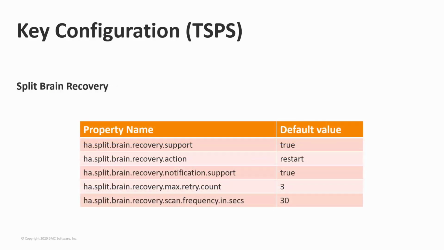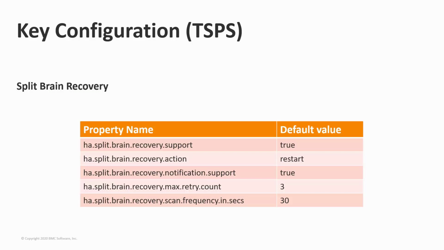Split brain recovery properties are for when a split brain has been detected. By default, split brain recovery is enabled. The recovery action property is the action to be taken on the most recent active node if a split brain is detected. As it has a default of restart, then the last active node will be restarted. The other value that can be set for that property is stop.